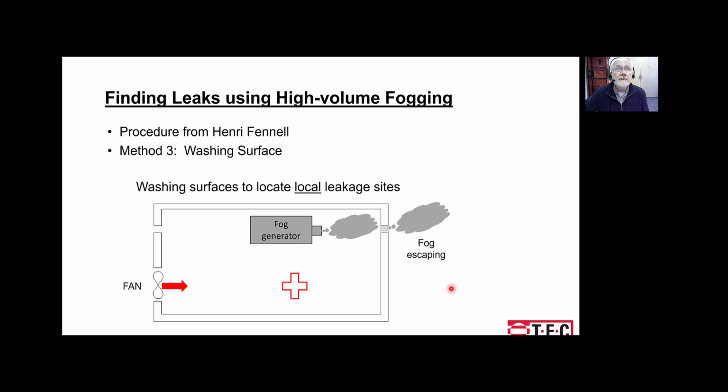And the last technique, the third method that Henri talks about, is where you use a fog generator to lay down a blanket or to wash an area with as much thick fog as you can, and then you go on the other side, and like the other two techniques, you look for where the fog comes blowing out through the leak.